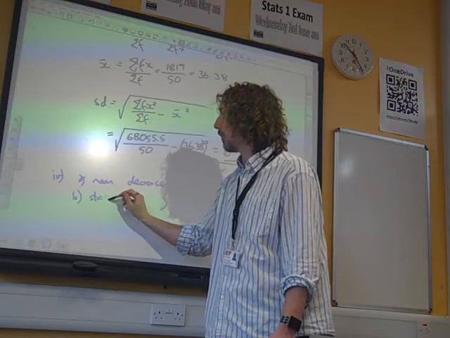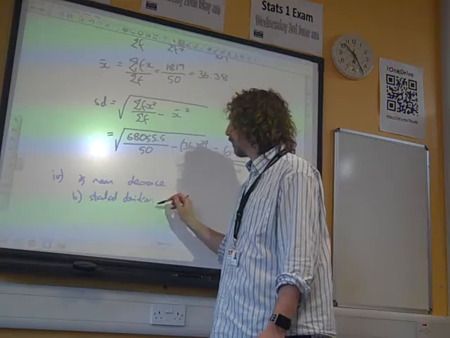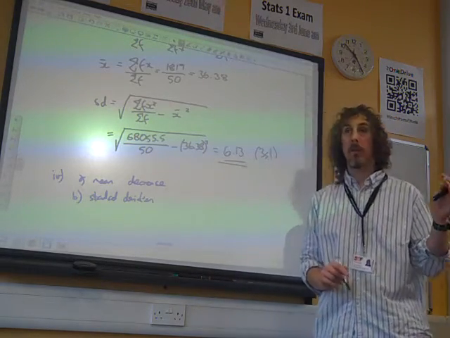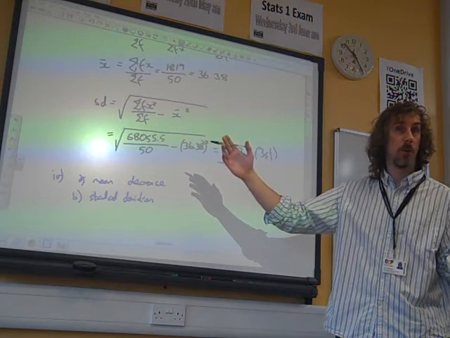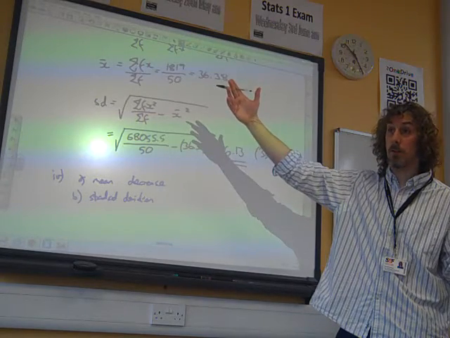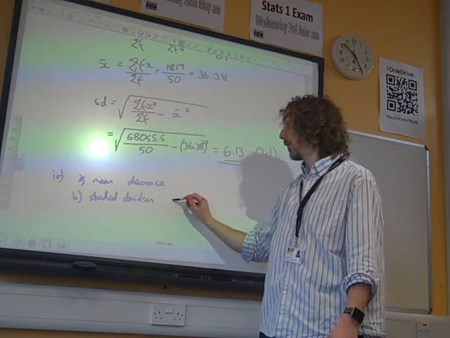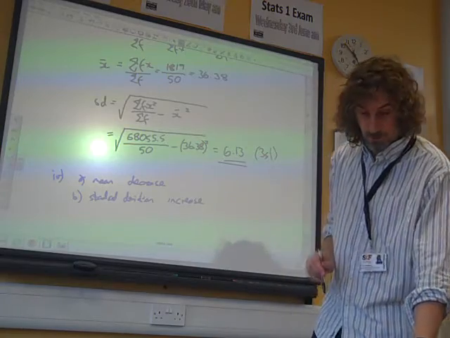Standard deviation. The smallest value has moved further away from the largest value. The person won the race by a greater amount. So the spread of the data has increased. So the standard deviation will increase. Okay, things got spread out a little bit more.